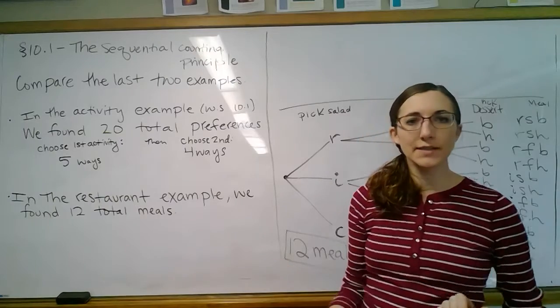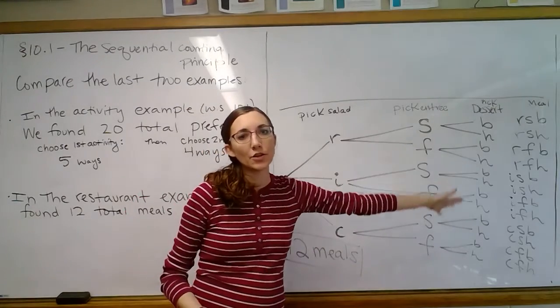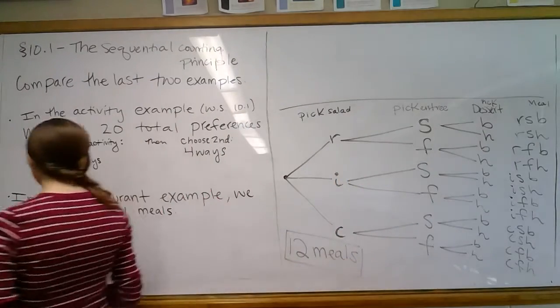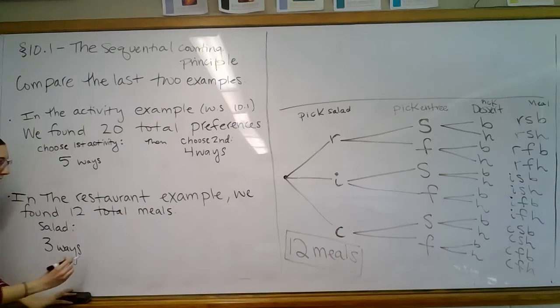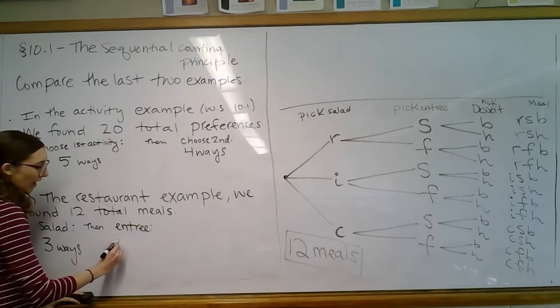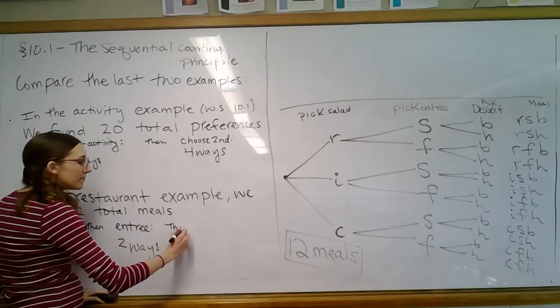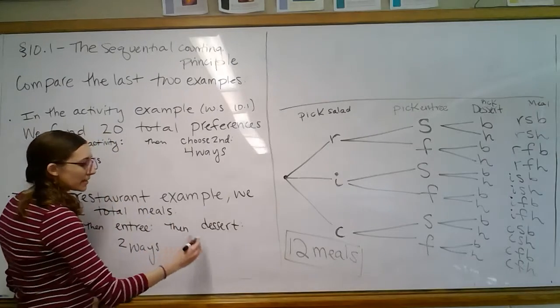Now let's think about in the restaurant example. Well, in this one, we had kind of our first thing was to pick a salad, and then an entree, and then a dessert. So there were 3 different kind of levels to the problem, 3 different things that we had to do. So first it was salad. And for salad, we had 3 choices. So we had 3 ways to pick salad. Then we had entree. And we had 2 ways to pick the entree. Then we had dessert. And we had 2 ways to pick dessert.